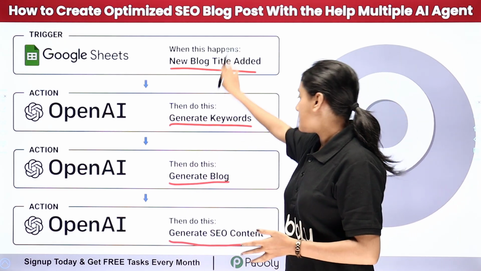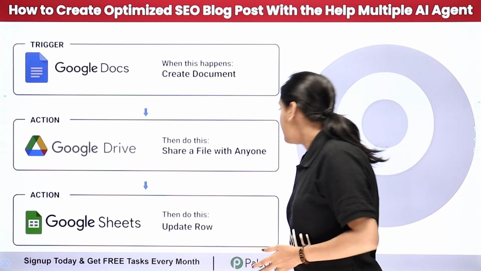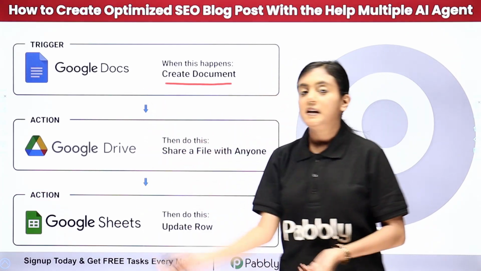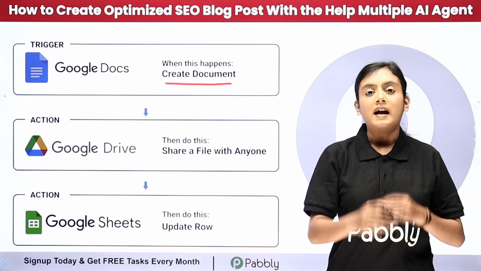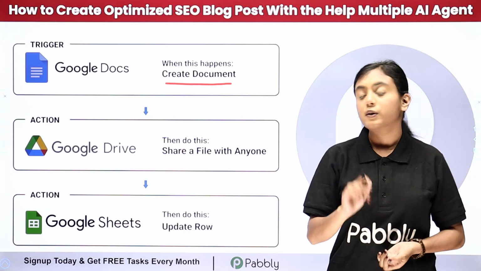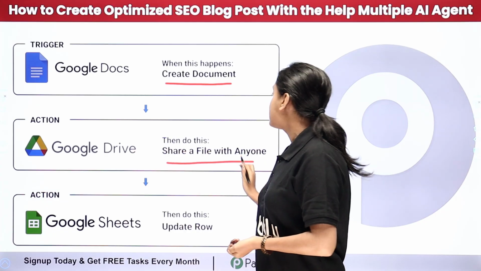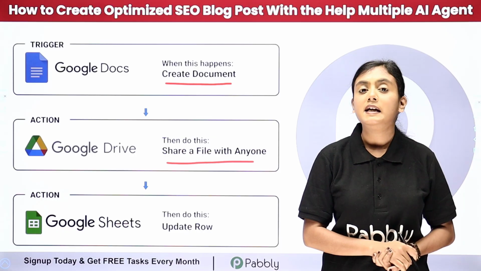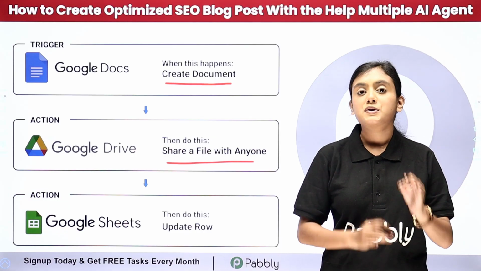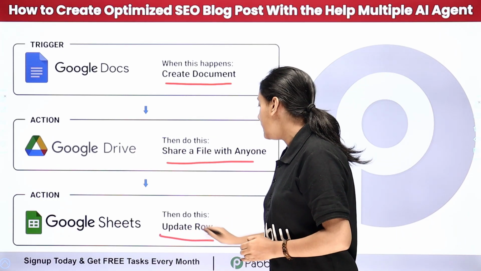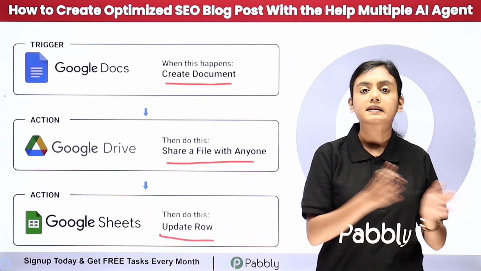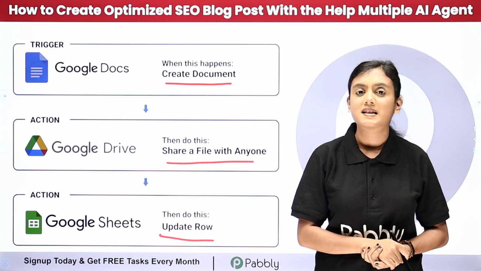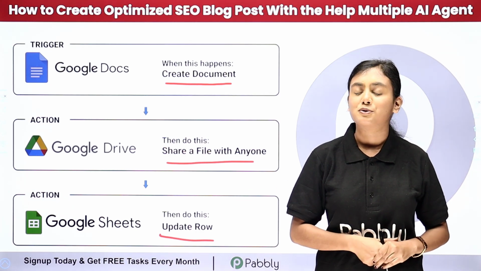Now after all of this is done, automatically as the content is generated, a document of that blog is going to be created using Google Docs. After that, we are going to make that document file accessible to everyone with the help of Google Drive. In this step, we are going to receive a PDF file link of that document. Now using the link and the keywords, we are going to update our Google Sheets row in which we have entered the titles. Now if you want to learn how you can create multiple agents by yourself for your business, then let me take you to my screen.